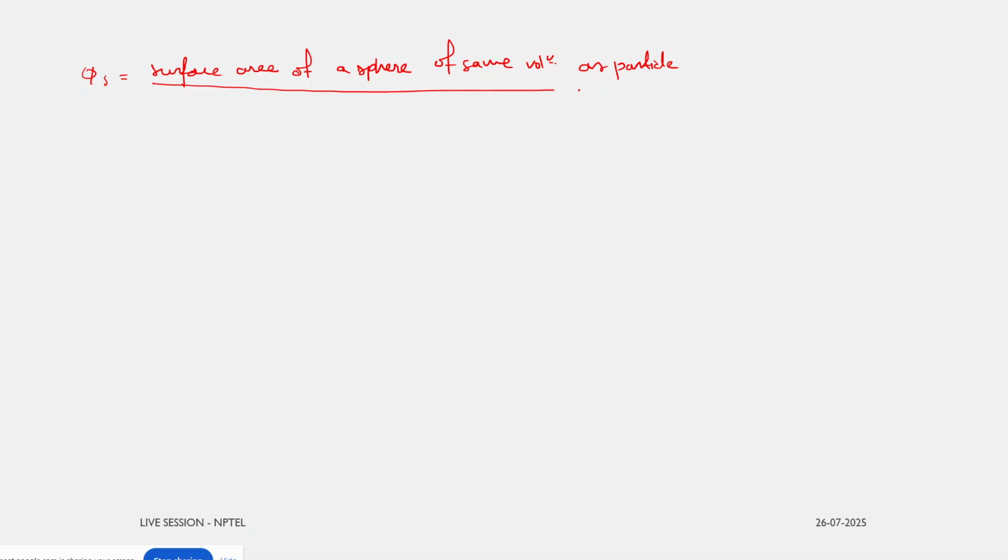So at first we discussed the sphericity, that is the surface area of a sphere that has the same volume as the particle, upon the surface area of the particle.